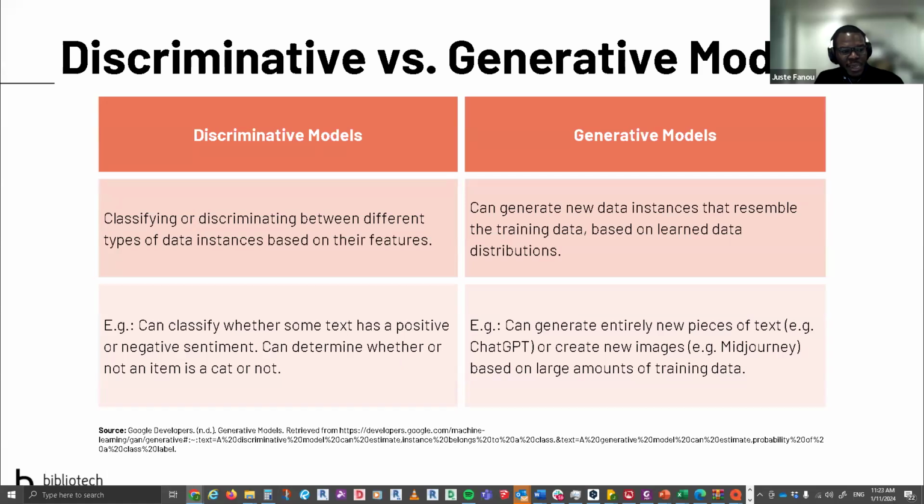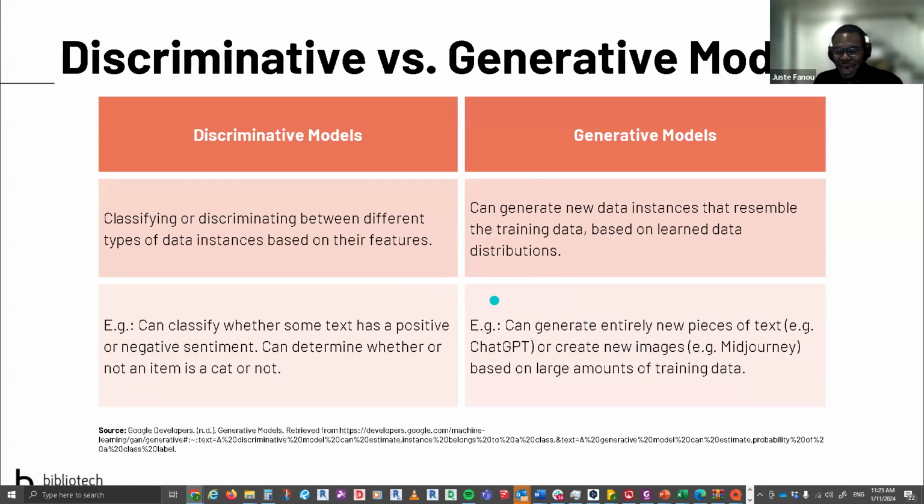So just to summarize, discriminative models classify or discriminate between different types of data instances based on their features. They can classify whether something has a positive or negative sentiment, or determine whether something is an item or not, i.e. whether it's a cat or not. And generative models, on the other hand, can generate new data instances that resemble the training data based on learning that data distribution. So new pieces of text, new images based on large amounts of training data.